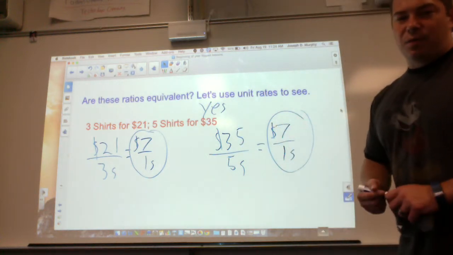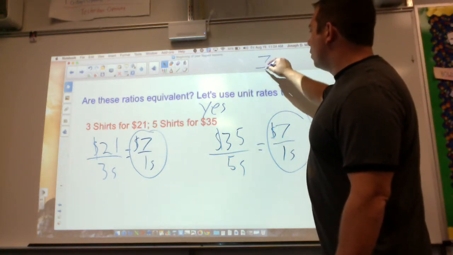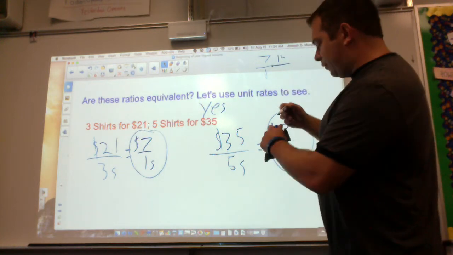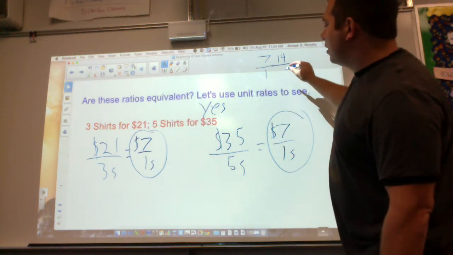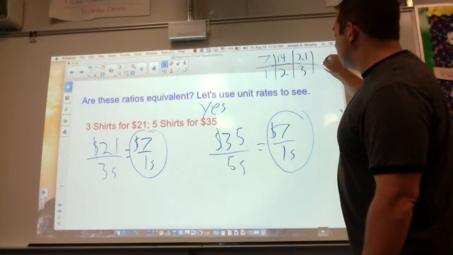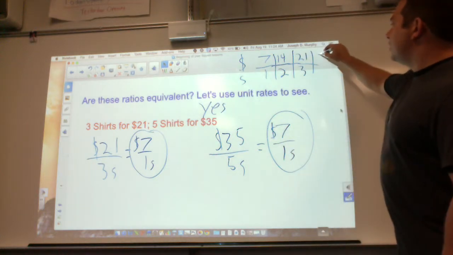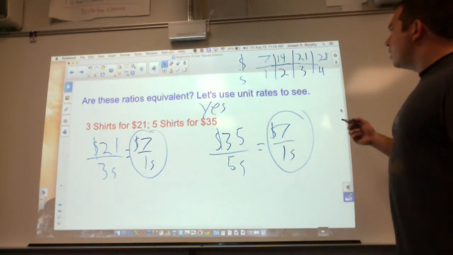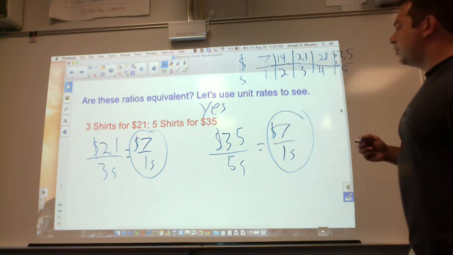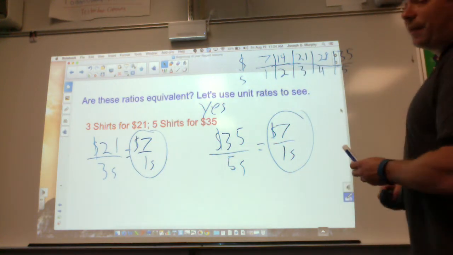I could even make a table if I wanted to, all right? Because let's see, $7 for 1 shirt would be the same as $14 for 2 shirts, $21 for 3 shirts. I'll put the money up here and S down there for shirts. $28 for 4 shirts, and then $35 for 5 shirts. So I could see that's on the same table right there. These are all similar, they all have the same unit rate.